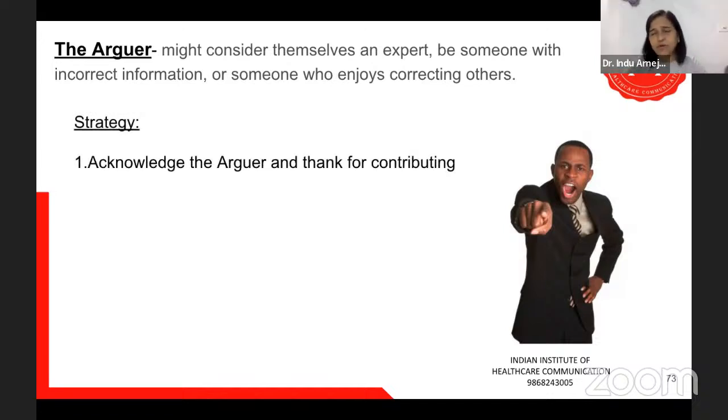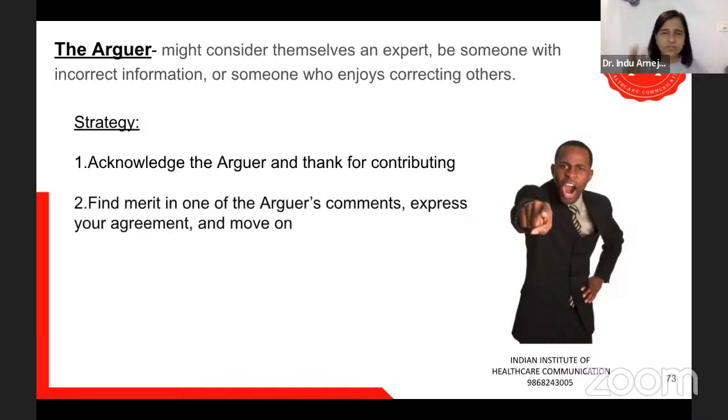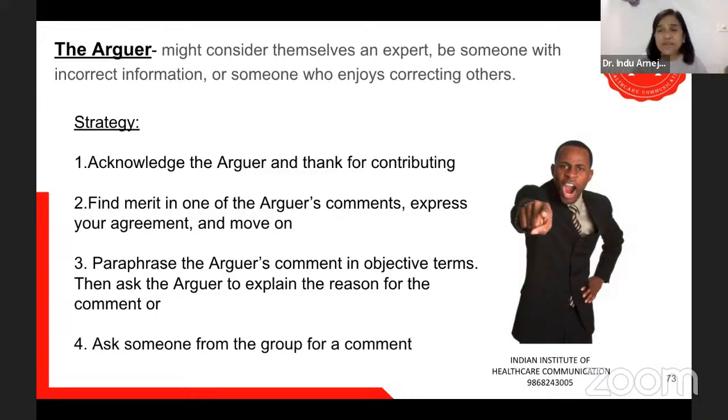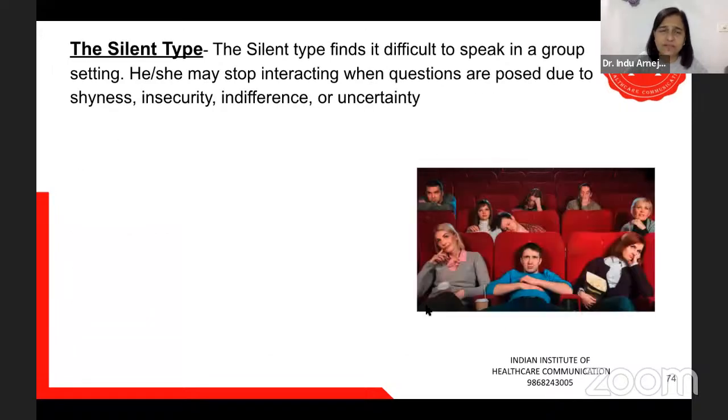Acknowledge their point, thank them for contributing and move on, because that is the way to shift the focus. Second could be to find merit in what they are saying, express your agreement, and then move on. Again, you are saying, yes, I agree with you, you are right, and that is another perspective. Third is to paraphrase whatever they have said and then ask the arguer to explain in their own words. A lot of times, if you think the comment was not in good taste, you ask them, can you explain what exactly you want to say? They become conscious that now they have to explain their point of view, so they become uncomfortable. Next, you could pass it on to the group and ask them to comment. Do you think what he is saying is right? Do you agree with him? That is another way of letting him know that his point is not supported by others.